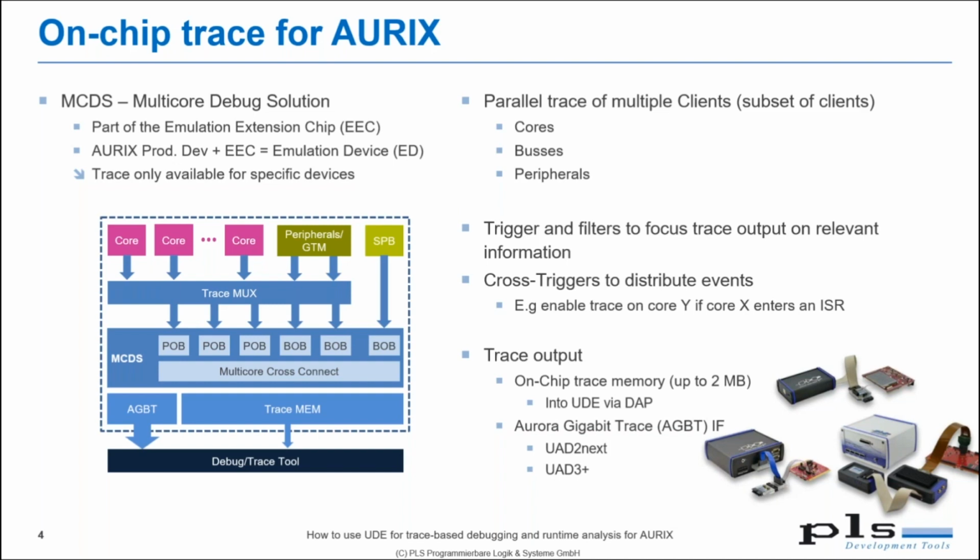The size of this memory is up to 2 megabytes. The actual available size depends on the device. So there are devices with smaller sizes of trace memory, and the largest one comes, for example, with the TC39, the 6-core Aurix microcontroller. If you use the trace memory, then you can transfer the captured trace information using the DAP, the debug interface of the Aurix, to the tool.